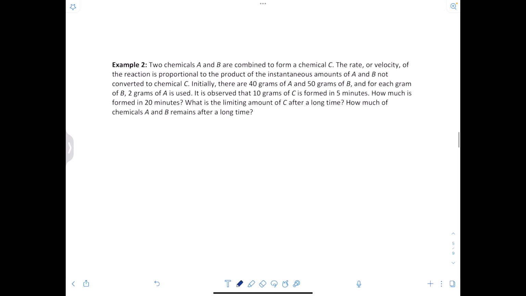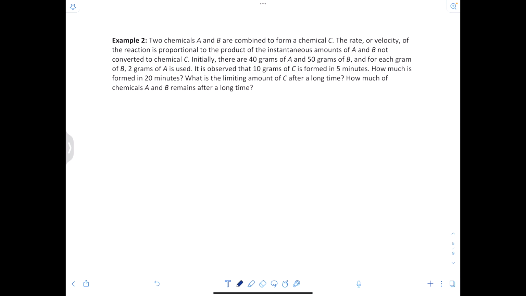All right, so let's get started. And how much of chemicals A and B remains after a long time? So this one has a lot going on, all right?